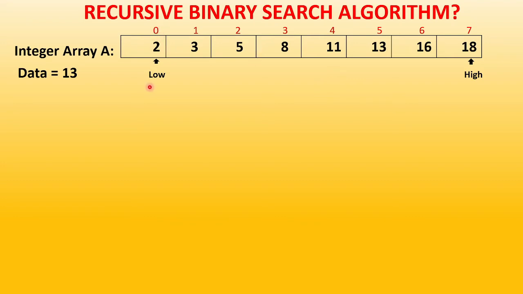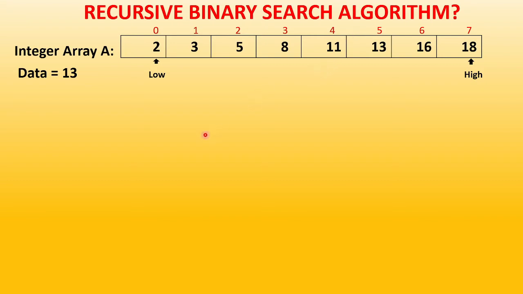The first element is initially marked as low, and wherever the last element is, that position is marked as high. So high is currently 7 and low is currently 0. Now I want to search for the data element 13 in this array. As a human I know 13 is at index number 5, but the machine doesn't know where 13 is in the array. So it has to apply a searching algorithm to find where exactly the element is present. So we are applying the recursive binary search algorithm to find that.